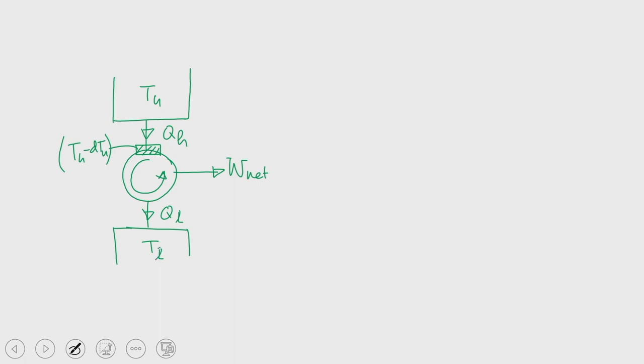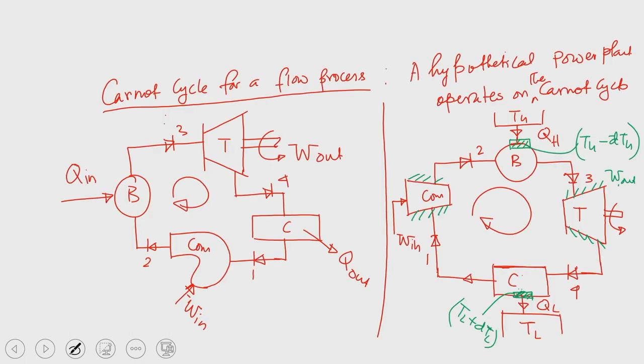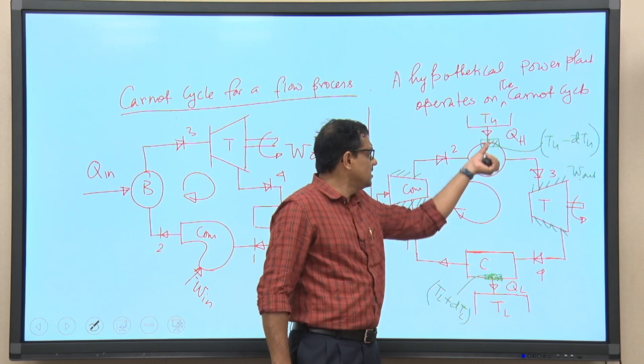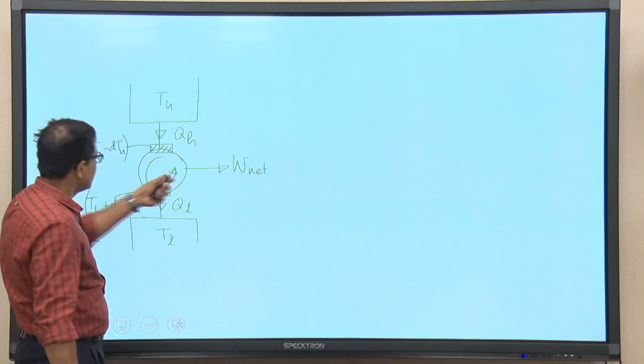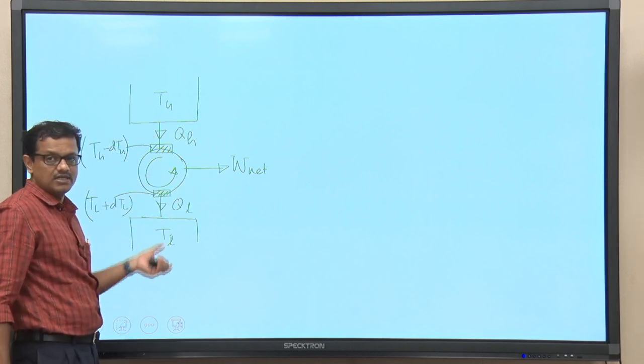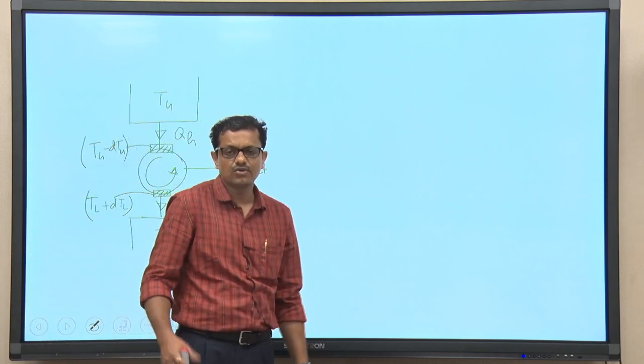Okay. And we are assuming that the temperature of the surface through which heat is taken away from this system is T L plus dT L. Okay. So, basically, if we look carefully, in a particular cycle, we are getting net work output while exchanging heat between these two temperature thermal reservoirs, and that is what we have tried to represent over here. So, we are getting net work output while exchanging heat between two different temperature thermal reservoirs.